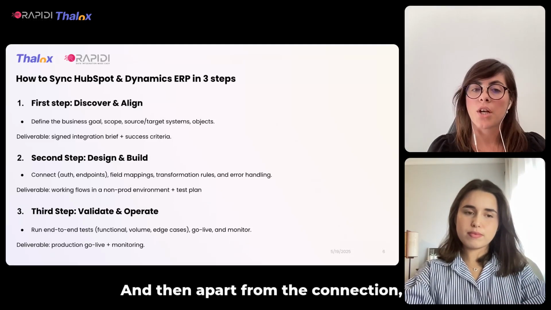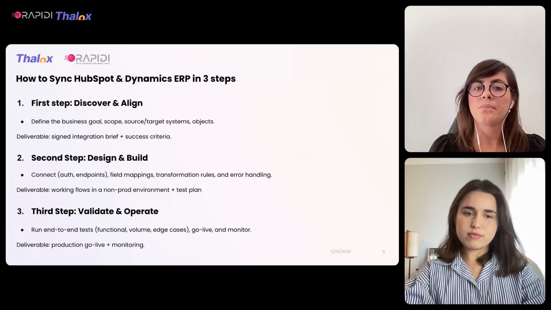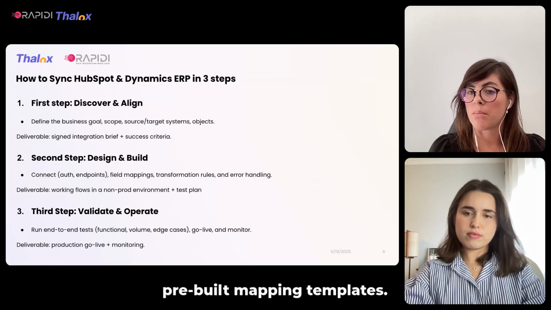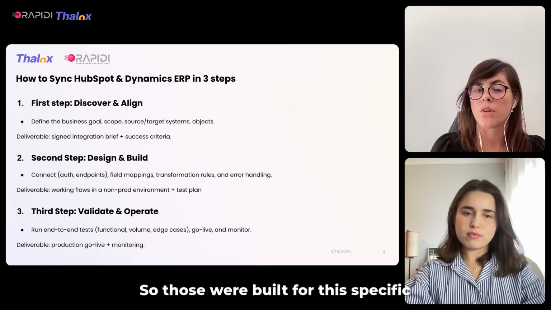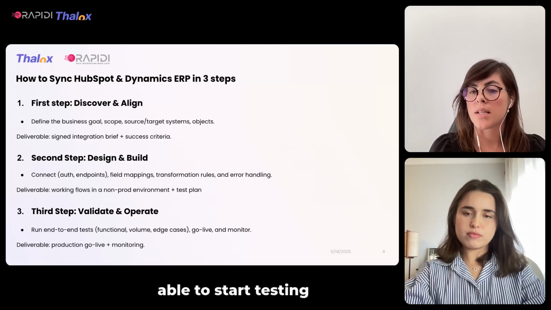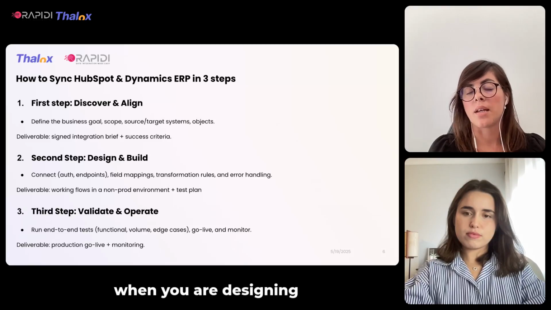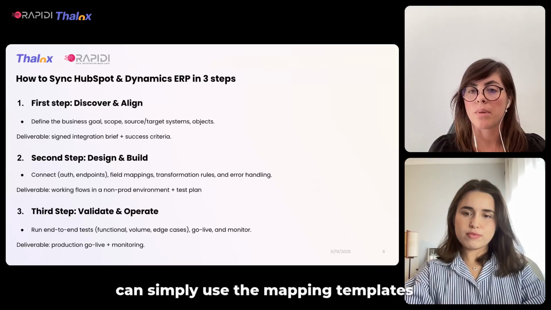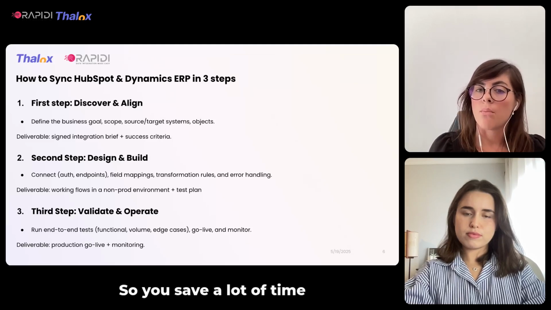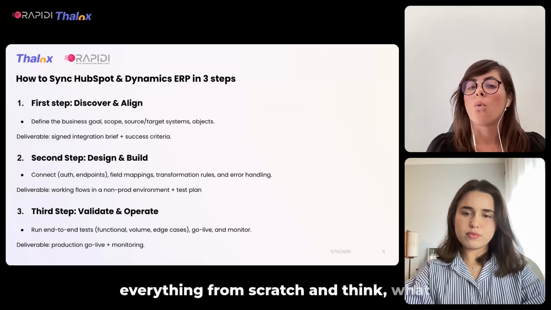And then apart from the connection, we are talking about mappings, rules, and error handling. Now, as I mentioned before, we do use the pre-built mapping templates. Those were built for this specific reason, to actually move forward and be able to start testing as soon as possible. So while you are in this specific phase, when you're designing and building, you can simply use the mapping templates as they are and adjust them according to your needs. So you save a lot of time on that, and you don't need to go back and build everything from scratch and think, oh, what do I map here?